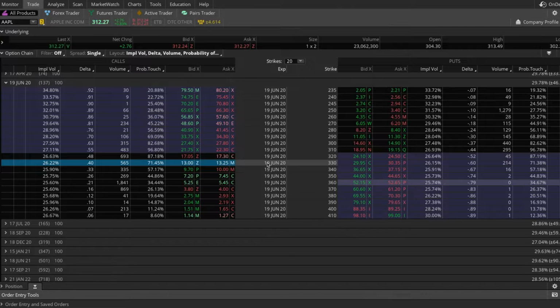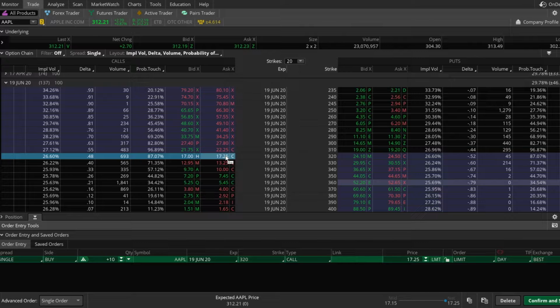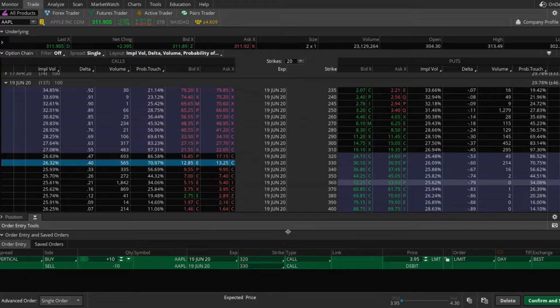And we're going to buy a 320 strike in that month of 19 June 20. We're going to pay 17.25 for it, but we're going to execute a vertical on this. That means we're going to sell a call against it. We're going to sell the 330 call against it. So we're going to come over here and we're going to sell it right there. That means we bought one and sold one. And the difference in cost to us is going to be $3.95.